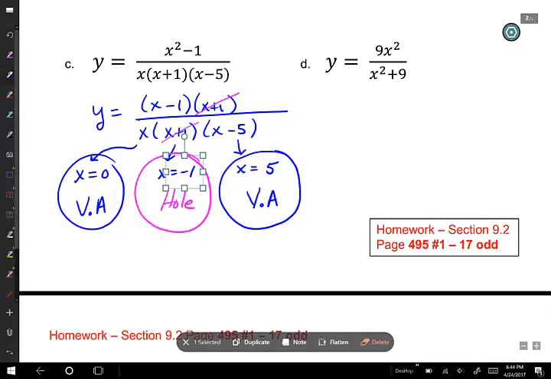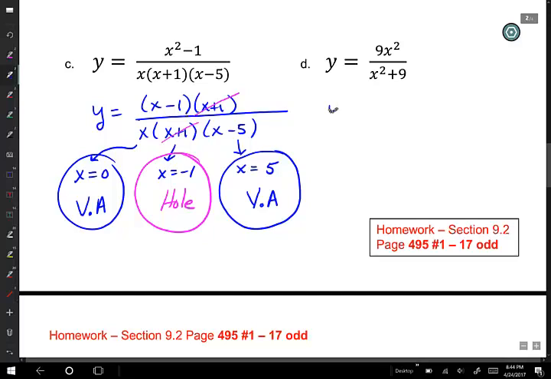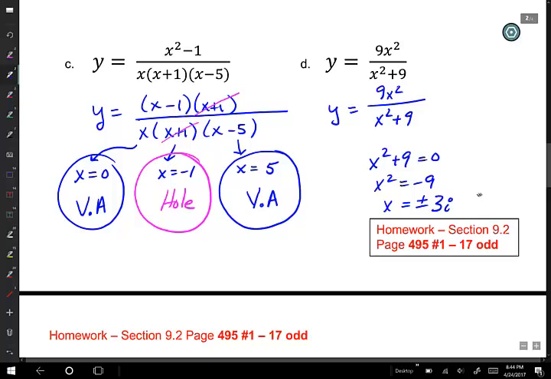Let's take a look at D. Doesn't look like the numerator factors, and it also doesn't look like the denominator factors. And so our problem really is just going to stay the same. Let's take that denominator and set it equal to 0. x squared plus 9 equals 0. That gives me x squared equals negative 9. So I take the square root of both sides, and I'm going to get plus or minus 3i. Well, plus or minus 3i are imaginary numbers. These are not real numbers. So this graph has no vertical asymptotes, and it also has no holes.